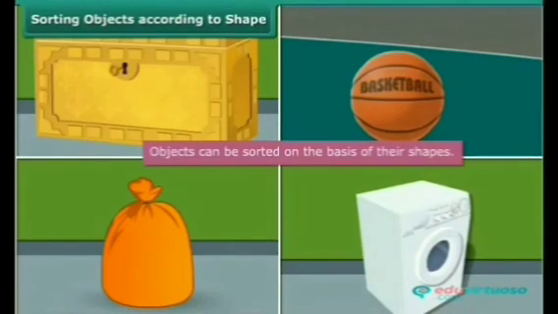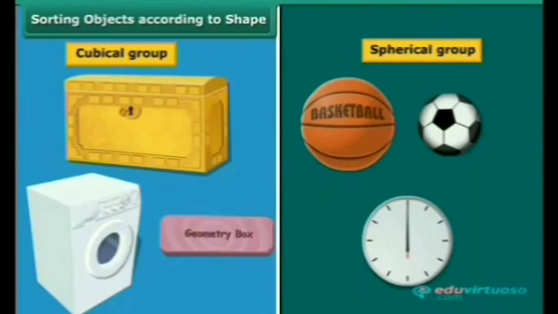A box is a cube or cuboid, whereas a ball is a sphere. A laundry bag is cylindrical in shape, whereas a washing machine is cuboidal. Thus, we can say that we classify objects on the basis of their shape as well. Circular or spherical objects form one group, while cubical, cuboidal, square, and rectangular objects form another group. Such a classification allows us to study and analyze the properties of different shapes.